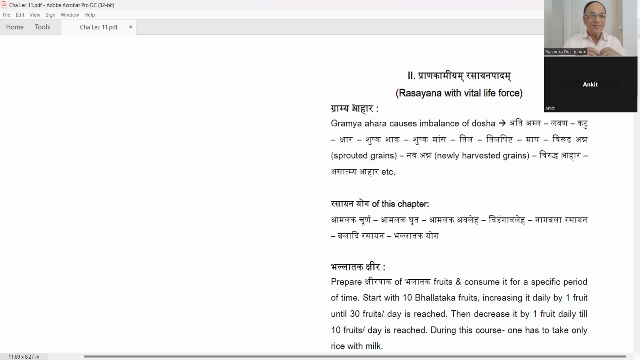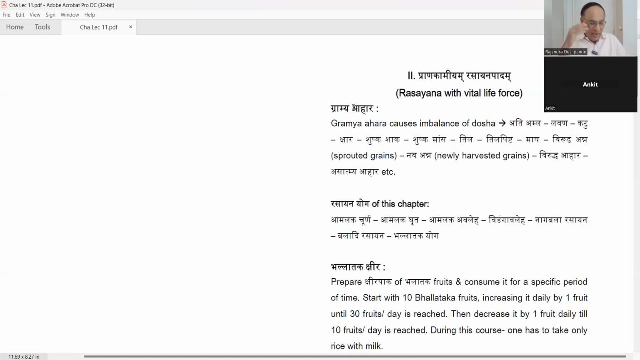Bhallataka properties: very hot. Bhallataka is very, very hot. Not for pitta, not for bleeding. No, no, no. Bhallataka is very ushna, tikshna. Remember this. Bibba in Marathi. This is kapha roganashak. Bhallataka is always for a lot of cough with expectoration, white, yellow, green. Then you can use Bhallataka.